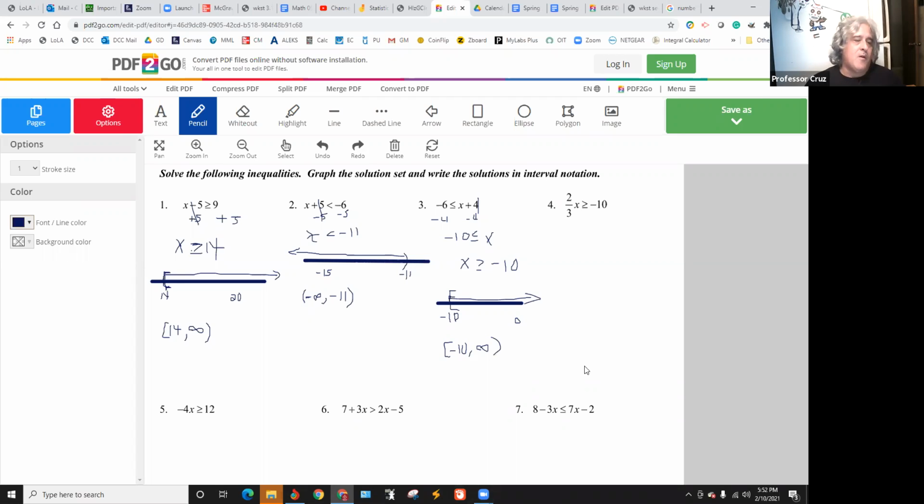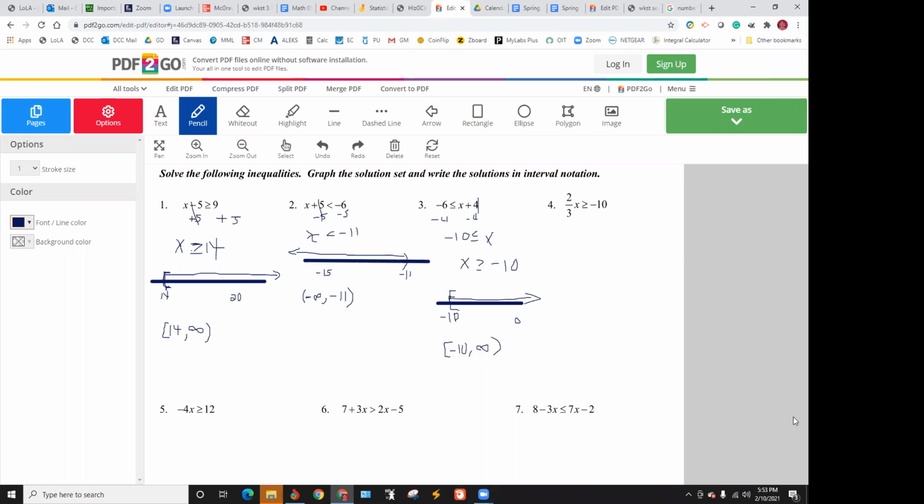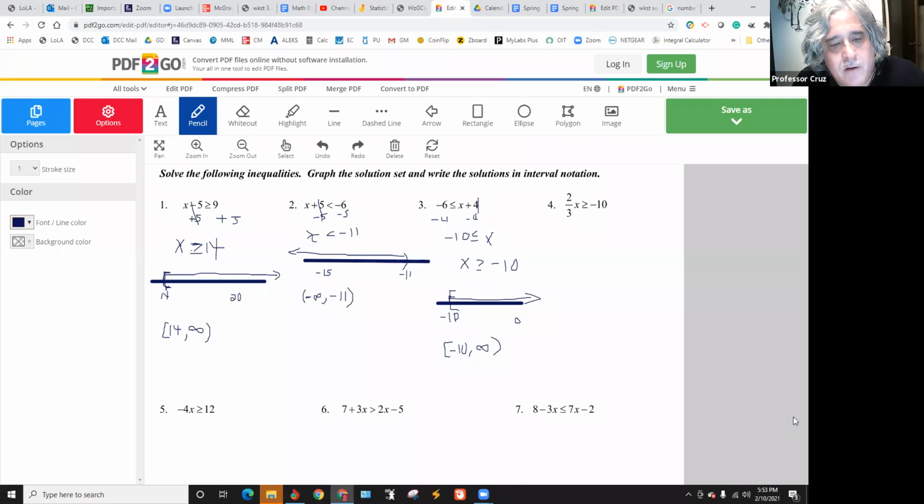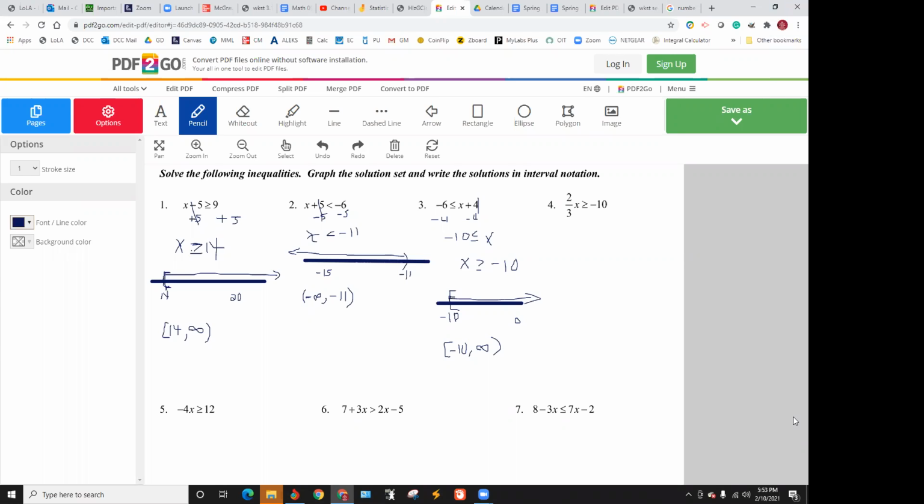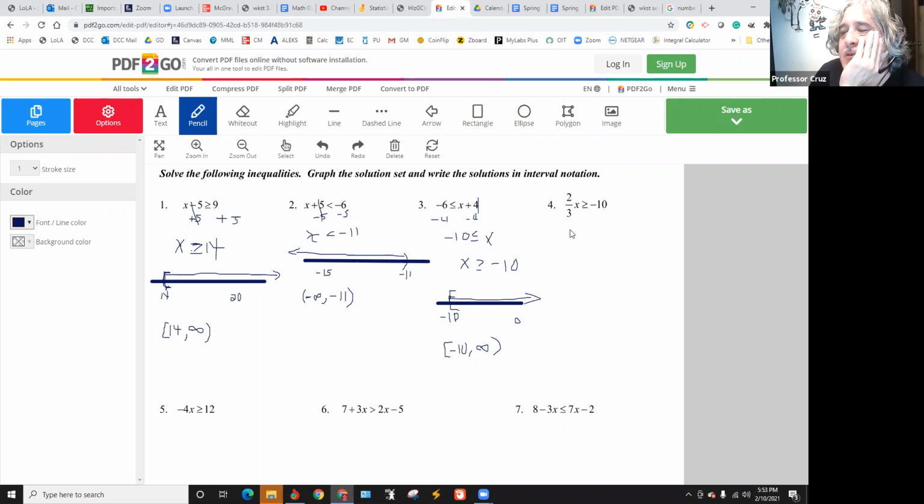All right, number 4. What would you do with that one? You're going to multiply by the reciprocal. All right, great. I love to hear that. On both sides, of course. And my answer is x is greater than or equal to -15. All right, that's all right. So let's go ahead and work through it.